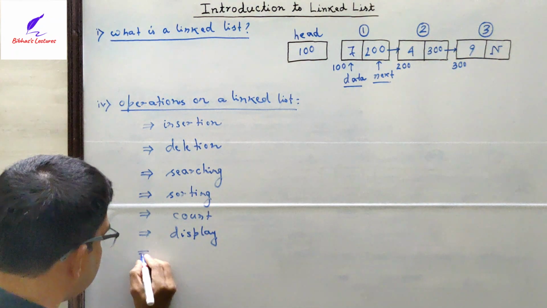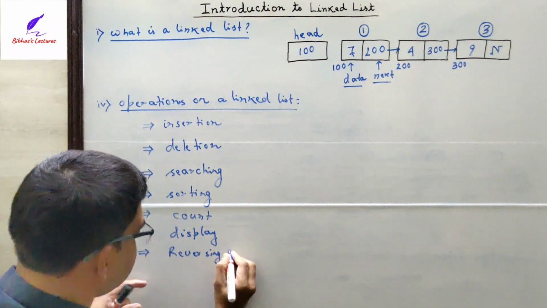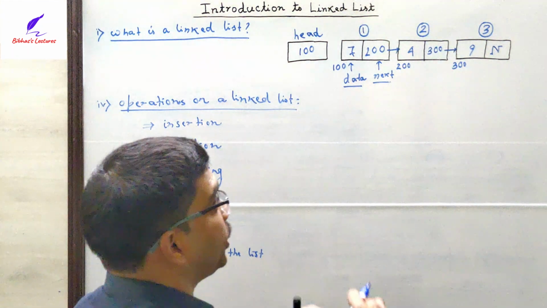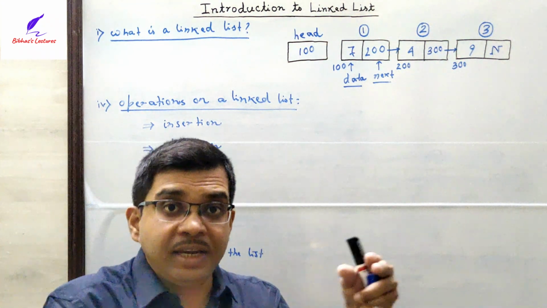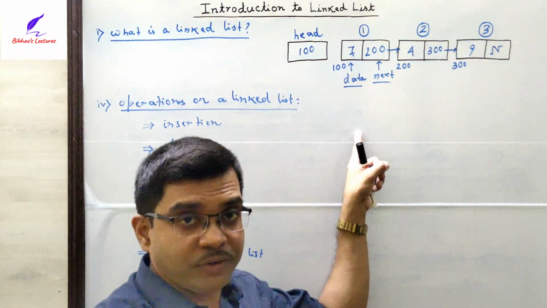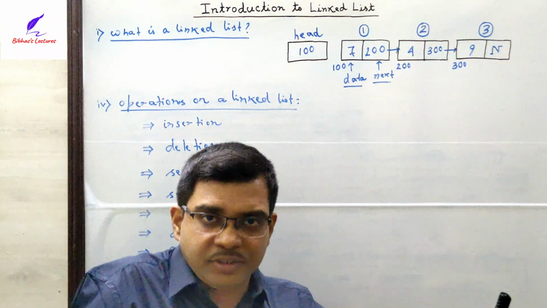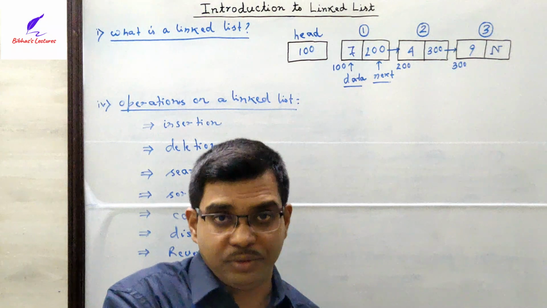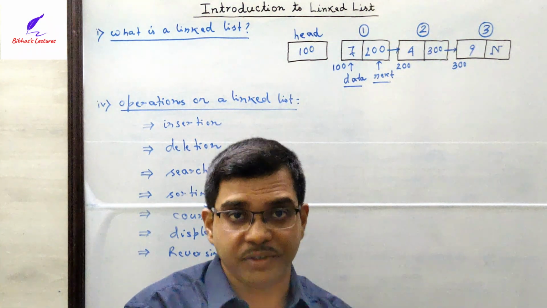The next one is reversing the list. Reversing the list means we want to reverse the entire list. That means your first node will become the last node and the current last node will become the first node. And all the nodes between the first and last will be changed accordingly. That means we have to change the link of each and every node. So this is called the reversing of the list. The entire list will be reversed.